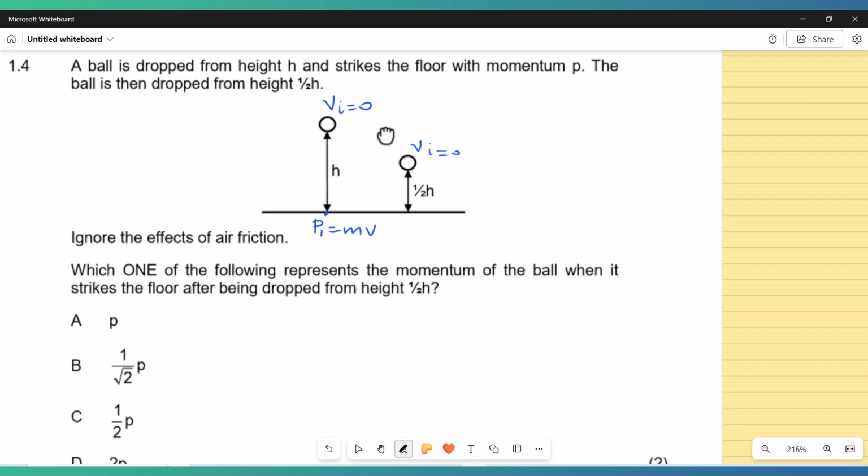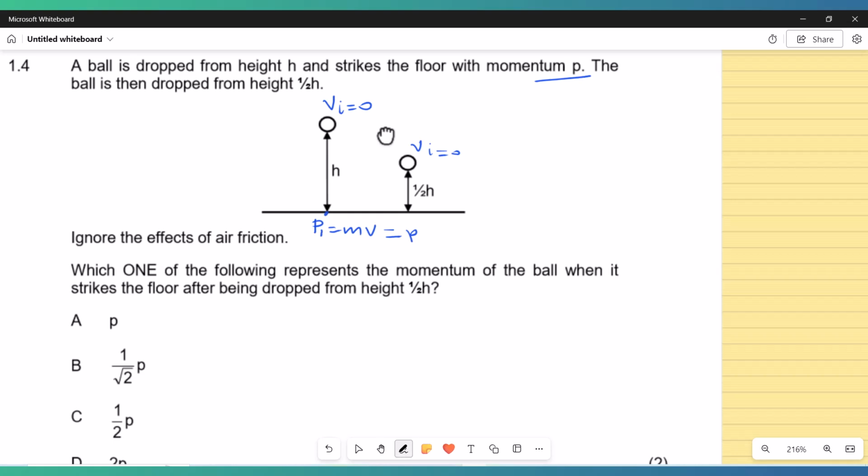They say which one of the following represents the momentum of the ball when it strikes the floor after being dropped from the height half h. So we have the first momentum here, mv, which is the p. Okay, that's what they say. This momentum is p here, and then they ask what's the momentum at this point now from half h.